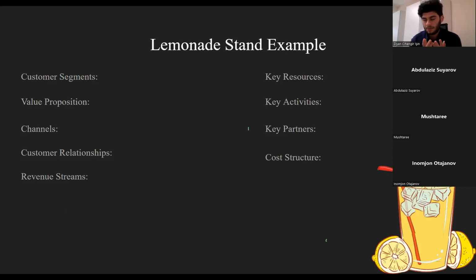And family, another key partner could be your family. For example, you made lemonade, you couldn't sell all of it, and you didn't earn money. Your family could help you financially to buy lemon or sugar. In this situation, it makes your family one of your key partners.